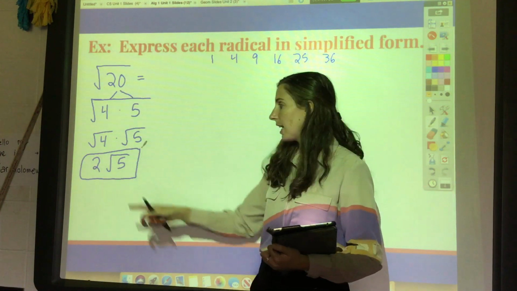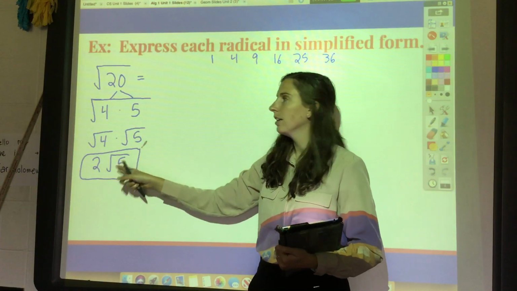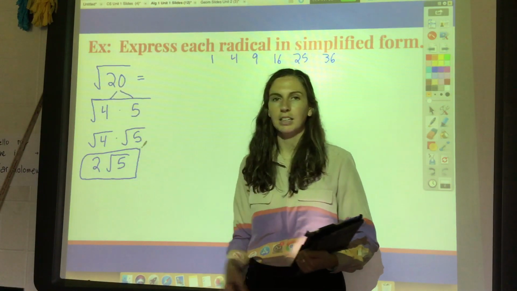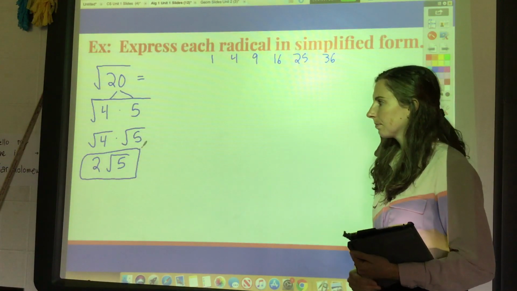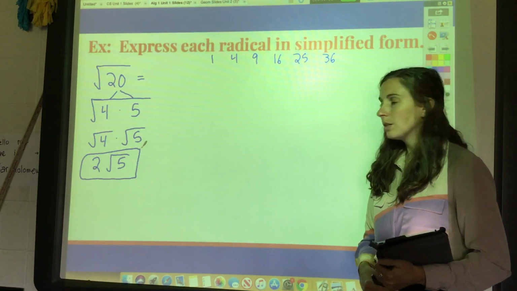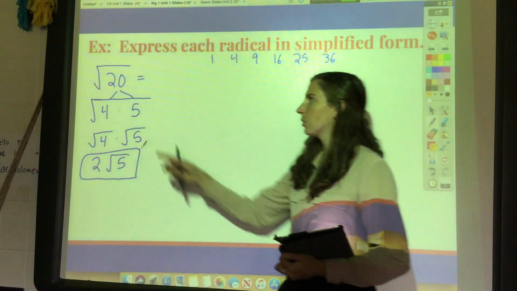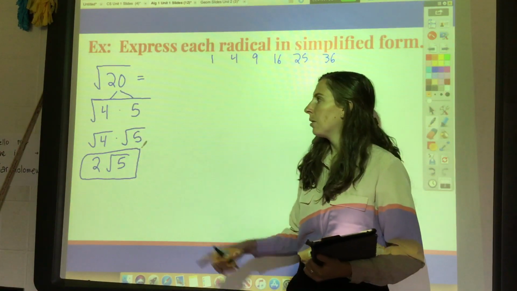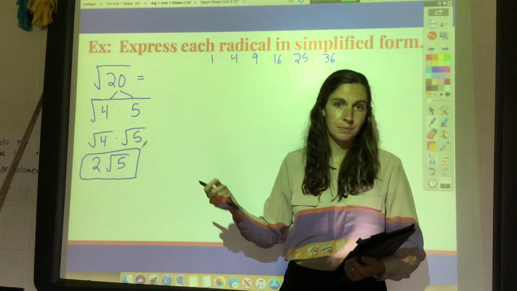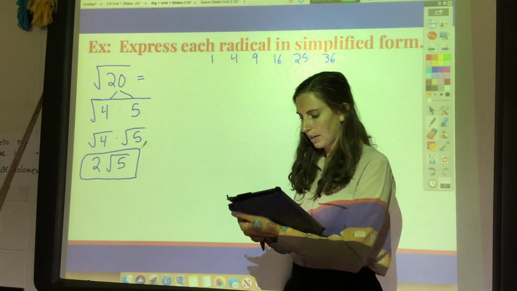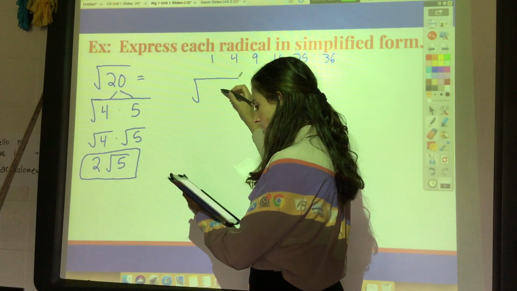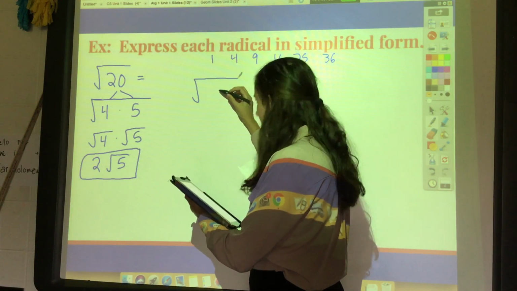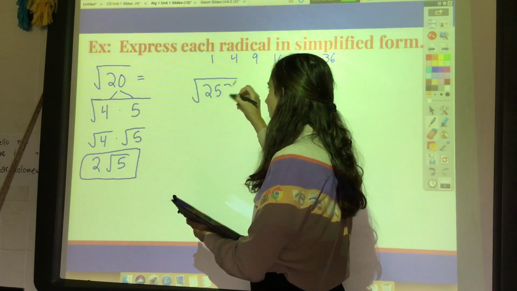If you were to type this into your calculator and this into your calculator, you should get the same decimal number. So ultimately, the goal is, if you can't square root something evenly, break it down into something that will. Here's another example. Let's do 252. Square root of 252.